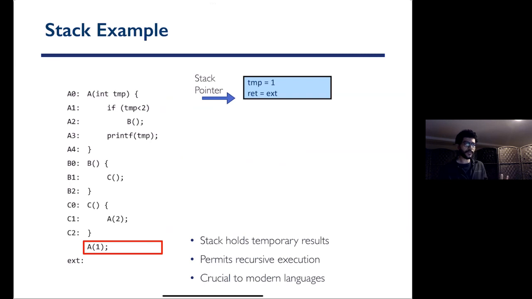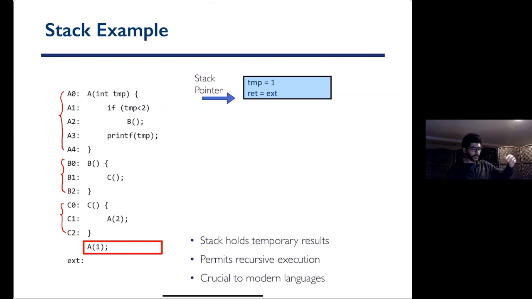Now, what do we store on the stack? We store local variables and inputs. We also store return addresses. So let's look at this example. In this example, I have three functions: function A, function B, and function C. This is kind of like a nested function call. A calls B, B calls C, and then C calls A, right?